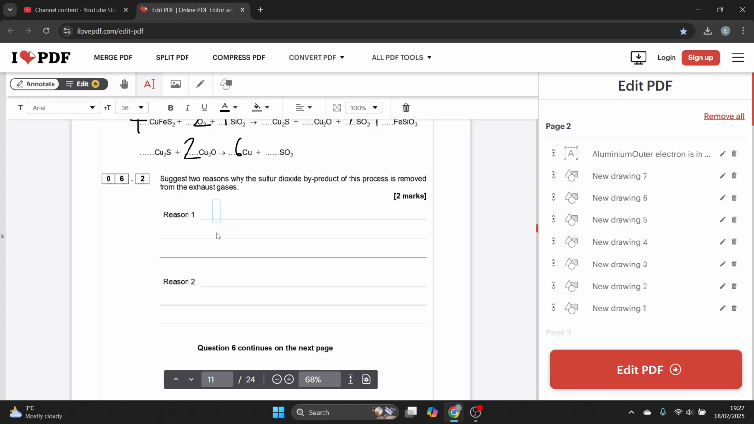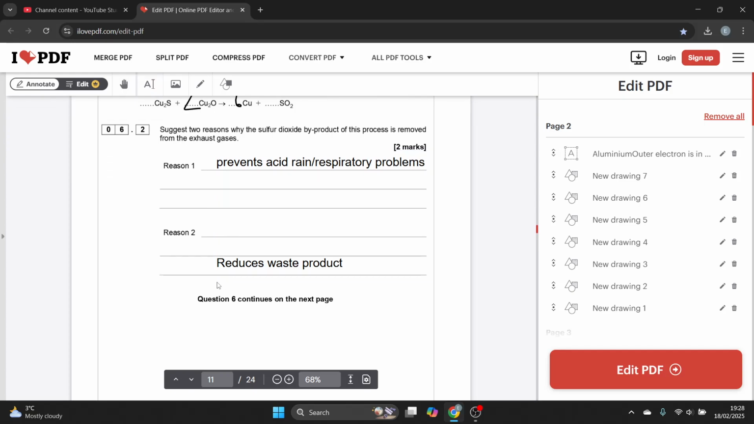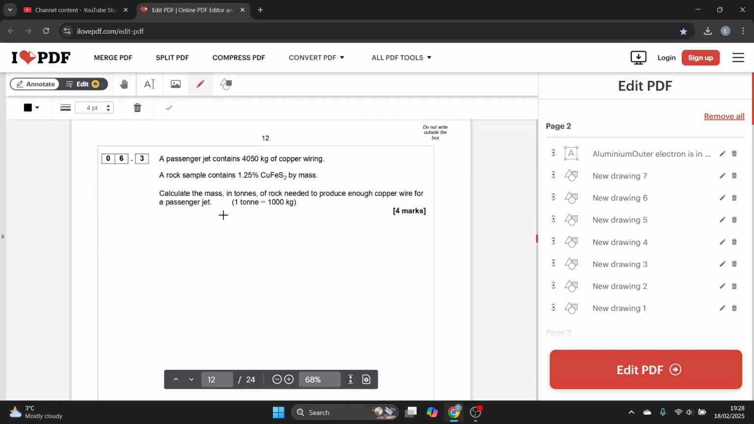exhaust gases. And number one thing you would say is it prevents acid rain. That's respiratory problems. Another thing is it reduces waste product. Prevents acid rain, which damages buildings. Reduces waste product, or you could say toxic. But yeah, there's plenty of reasons why.